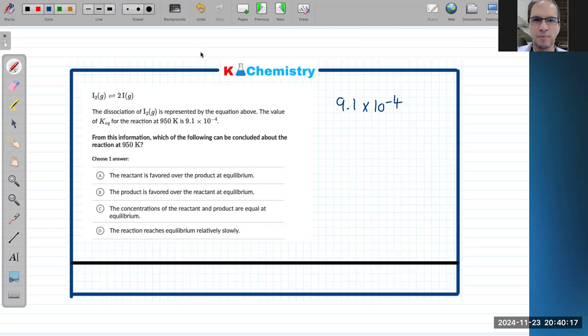Yeah, very good. It is a small value. And since it is less than 1, I don't need to know how small it is, but I know that it is less than 1. So I can just say that the reactant is favored over the products. It did not move to the products. The reactants are mainly there. So if I open the container, I will see mainly I2, much, much more than the I concentration. Okay.